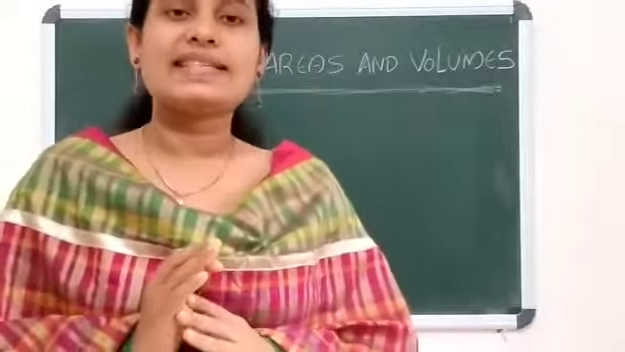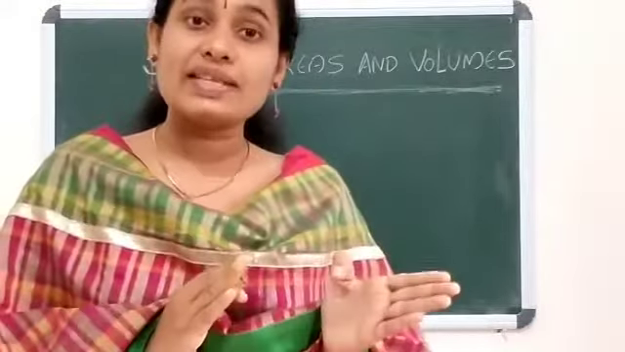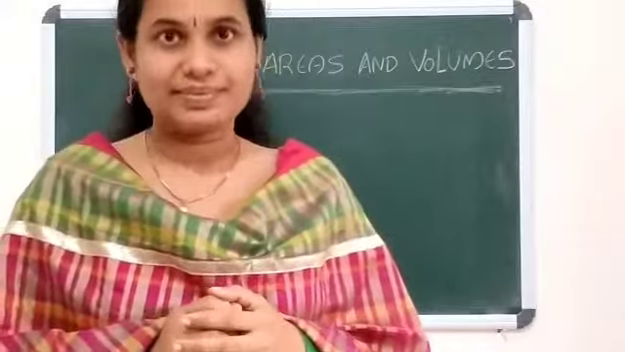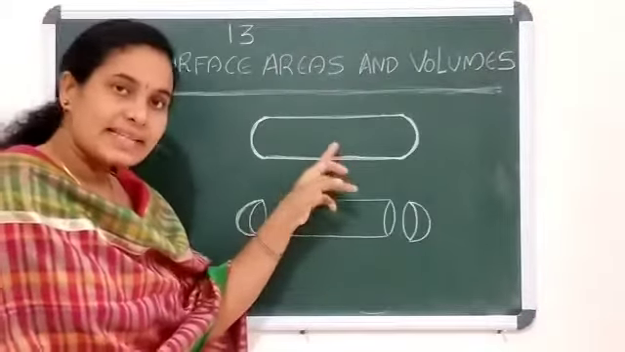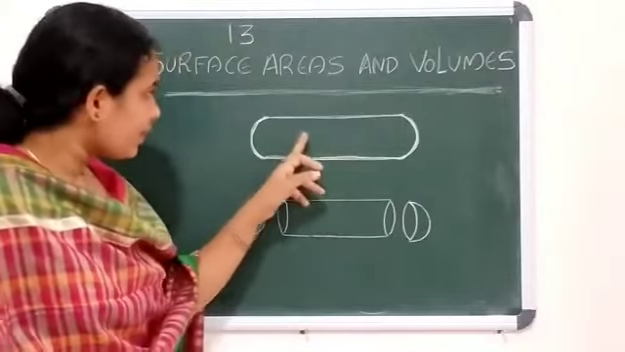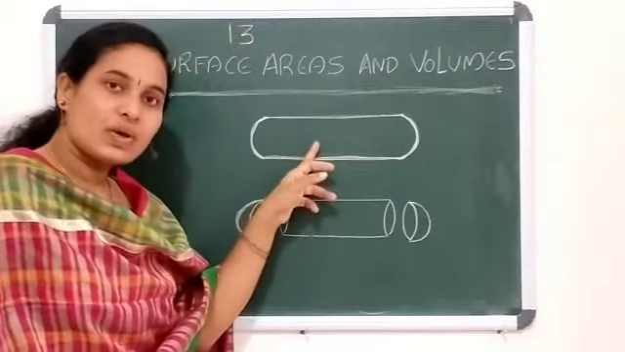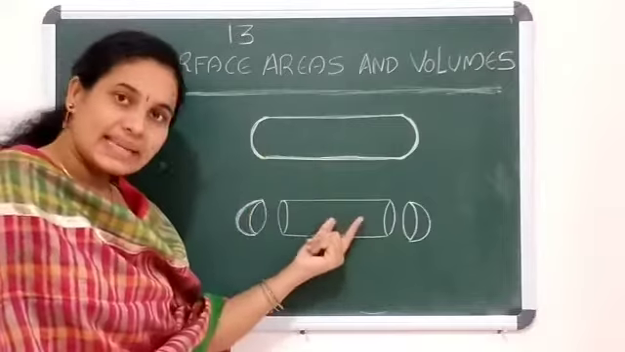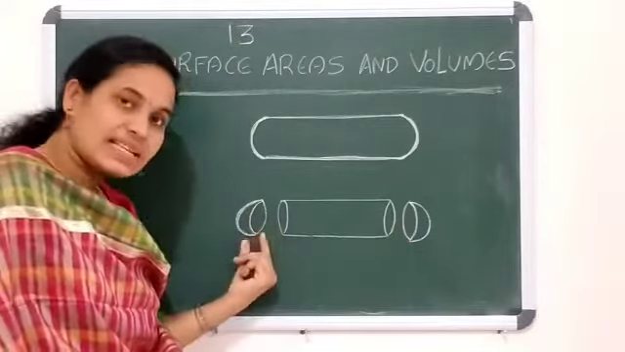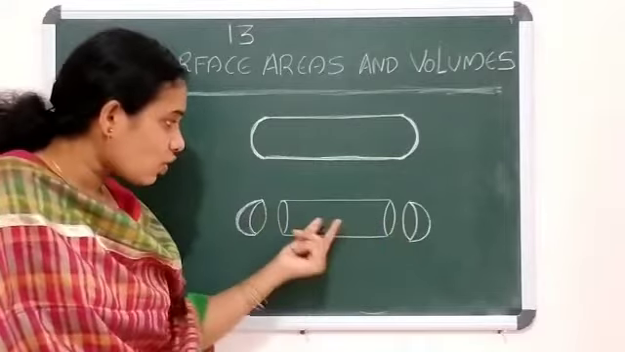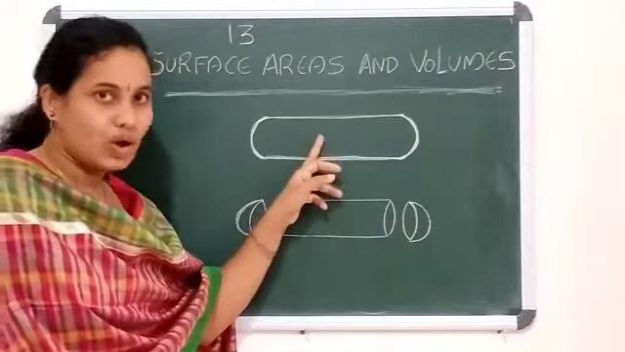First we are discussing how to find the surface area of a combination of solids. After that we will discuss volume. Here you can see a solid, and this solid is made up of a cylinder and two hemispheres. Two hemispheres attached on the two ends of this cylinder will give this solid.